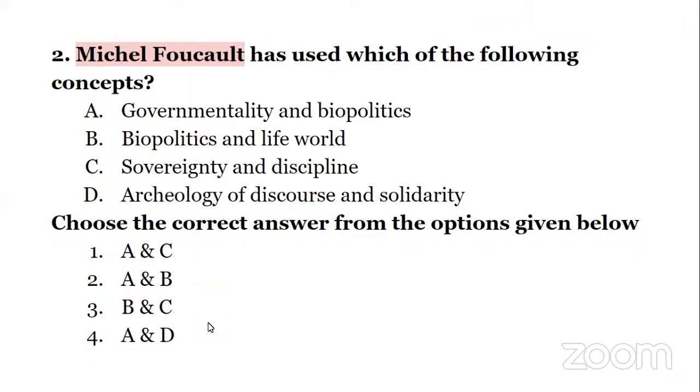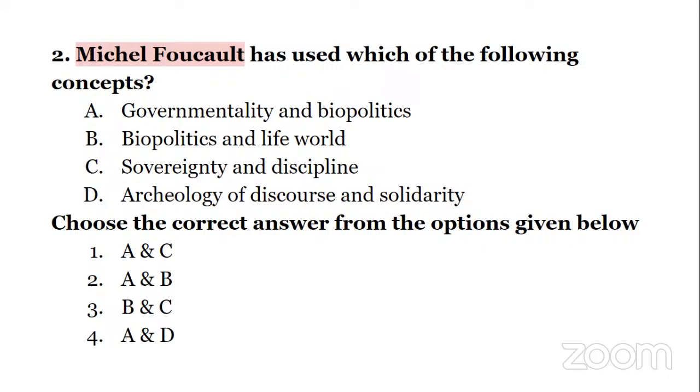Now, next question. Michel Foucault has used which of the following concepts? Option A, governmentality and biopolitics. Option B, biopolitics and life world. Option C, sovereignty and discipline. Option D, archaeology of discourse and solidarity. Among these four options, you have to find out the concepts used by Foucault.